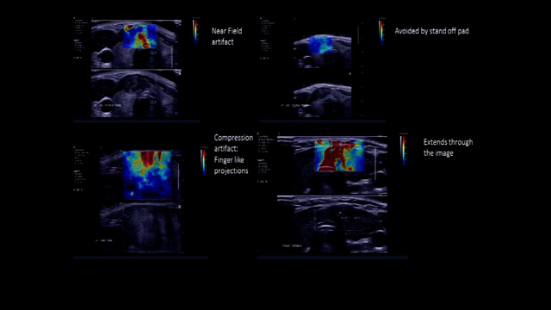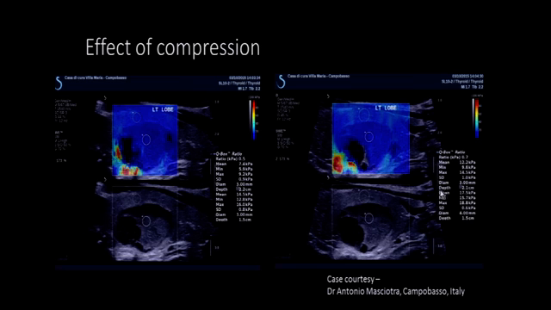Sometimes you have compression artifact, and these are seen as finger-like projections, and that's because of the transducer being placed too hard on the neck, causing a compression artifact on the neck. It's on the thyroid nodule and the neck. And another way to recognize this is that it extends through the image, suggesting that it is a compression artifact.